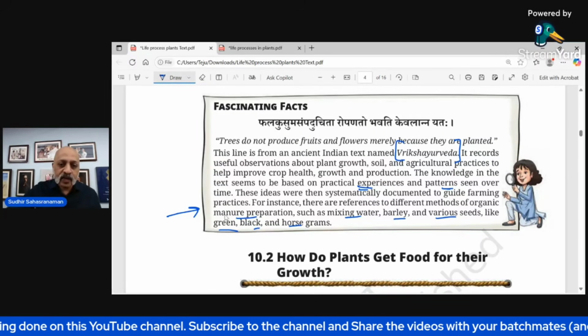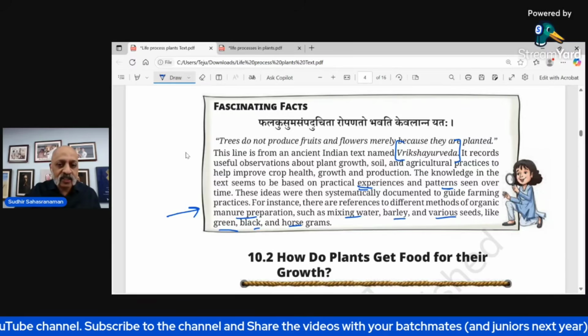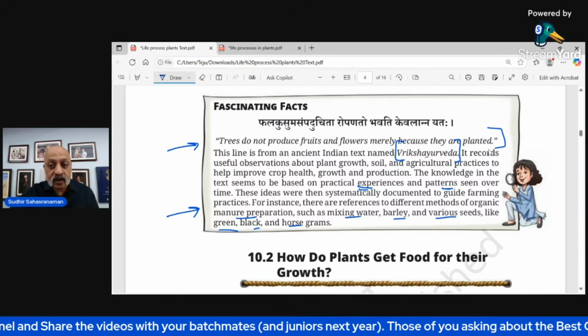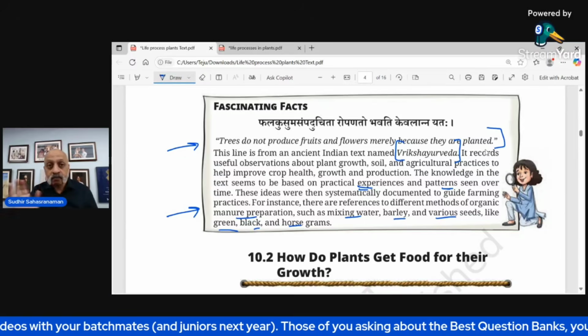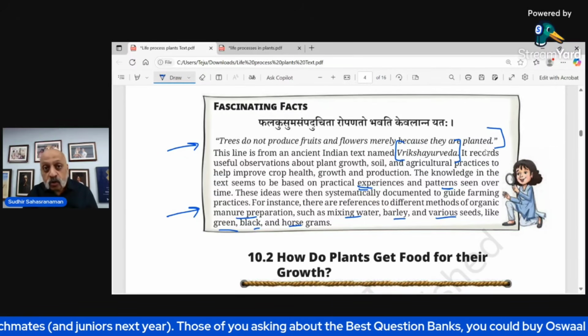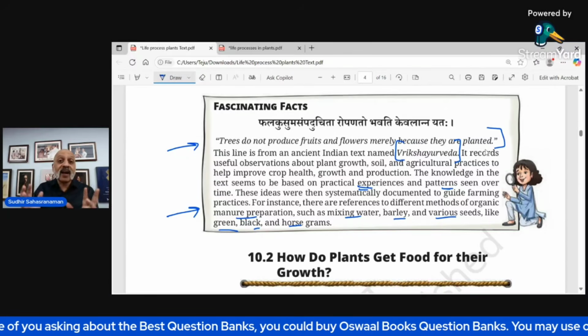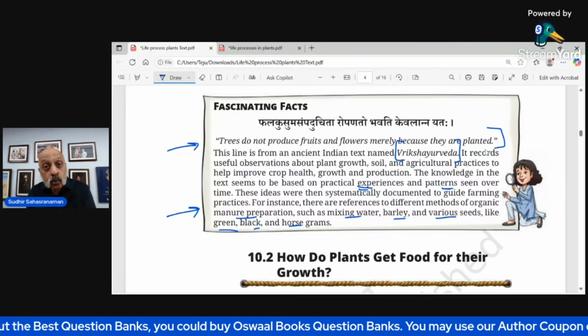So various kinds of experiments have been done. Basically it says that trees do not produce fruits and flowers merely because they are planted, which means that just by planting won't work. You need to give it water. You need to provide sunlight. You need to provide the right kind of conditions for the plant to grow.